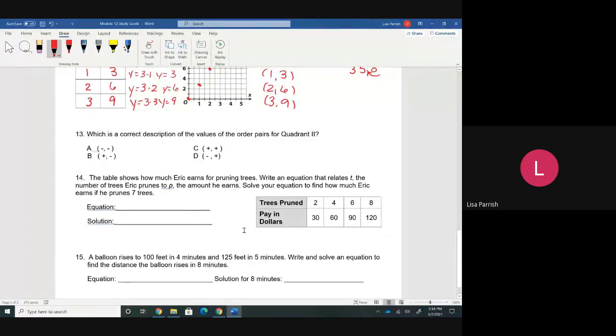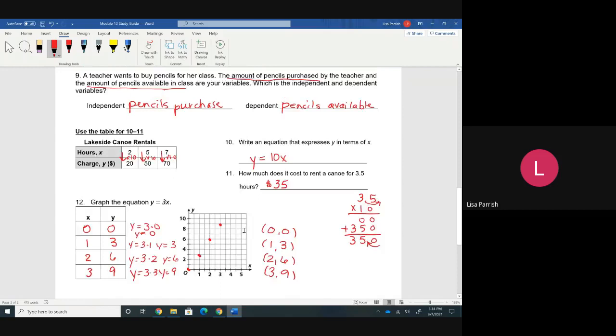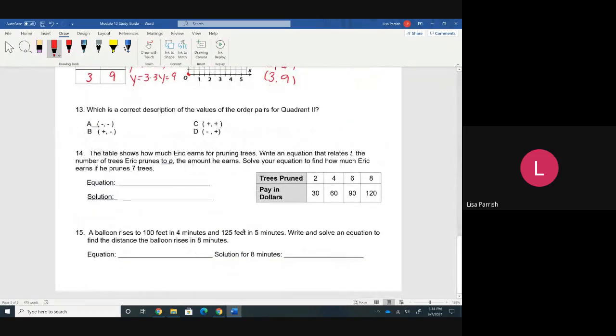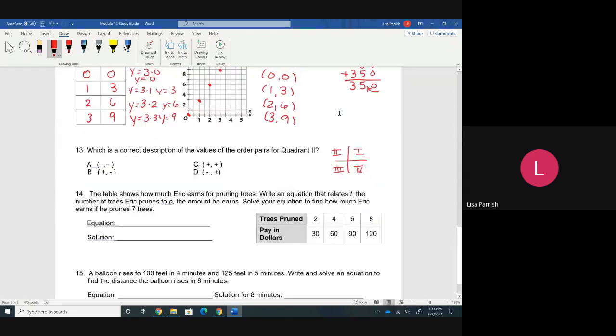All right, number 13, which is a correct description of the values of the ordered pairs for quadrant 2? Now, remember on the coordinate plane, if you can flip back to the coordinate plane in the other section. Sometimes if you forget to do that, you can quickly draw a coordinate plane. And remember, this is quadrant 1, 2, 3, and 4. It goes backwards. So they're wanting quadrant 2, so that's right here. So again, you can flip back and look at this one.